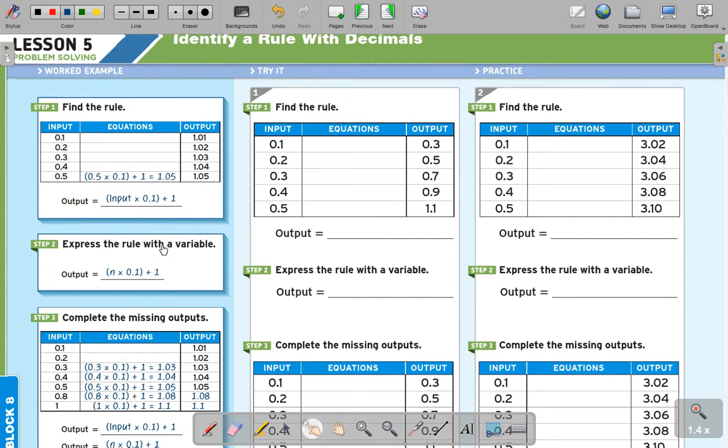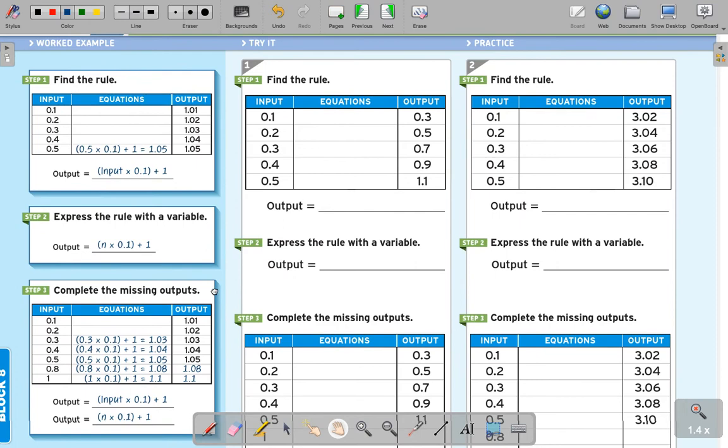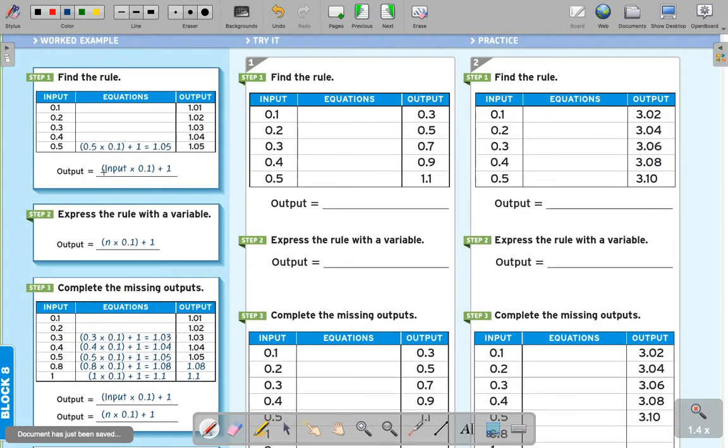But we don't always say input. In math, we like to make things fast and easy. So rather than write that input word every time, we use a variable. So n times 1/10 plus 1 is our rule. And we're going to do both of those.